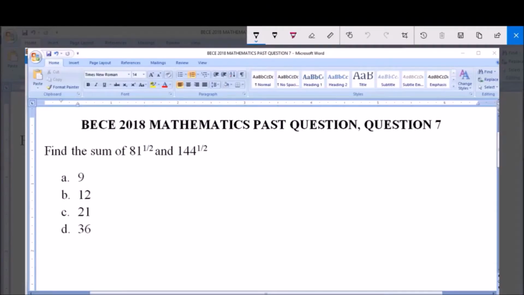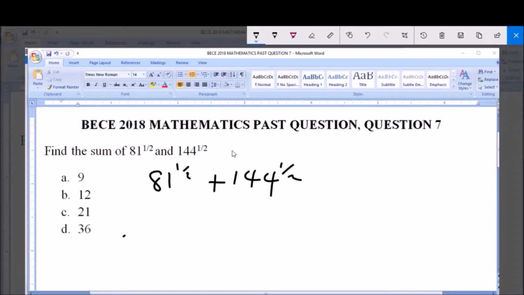Today we're going to be dealing with BECE 2018 Mathematics Past Question, Question 7. Find the sum of 81 raised to the power of 1/2 and 144 raised to the power of 1/2. A, we have 9, B we have 12, C 21, and D 36. So we have to find the sum of 81^(1/2) plus 144^(1/2).